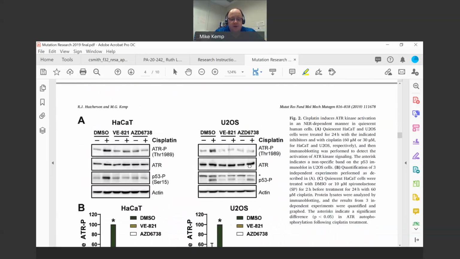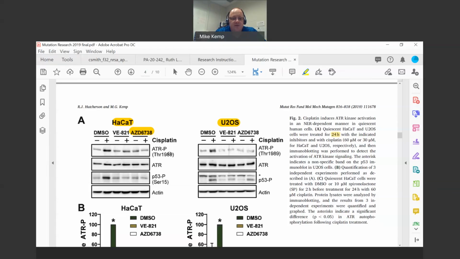So again, the goal of this project is to look at ATR activation and what it's doing in these cells. So we first wanted to validate that ATR does indeed get activated when cells are in a quiescent state. So we took both Hackett cells and U2S cells, pre-treated them with DMSO, again, vehicle, the ATR inhibitor V821, or another ATR inhibitor known as AZD6738. And this compound is actually currently in clinical trials for inhibiting ATR.